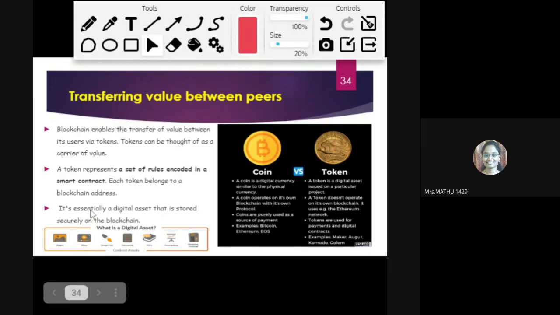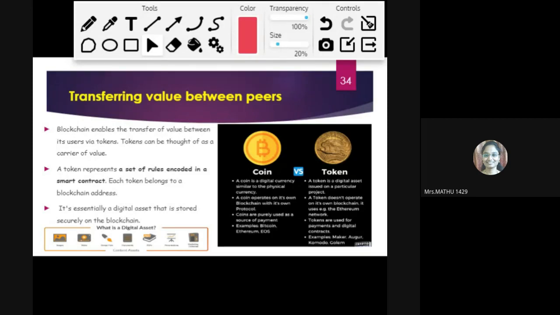So this token actually represents a set of rules encoded in the smart contract. So it is also connected with your smart contract. It is actually the digital asset that is going to be stored securely in the blockchain.